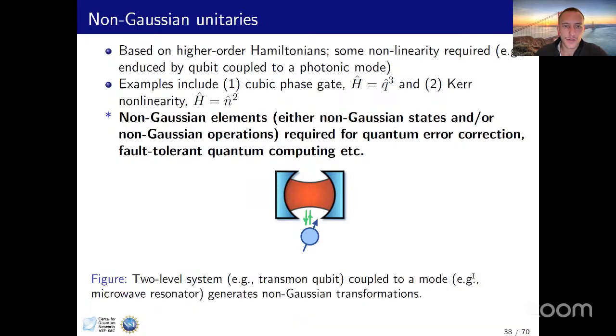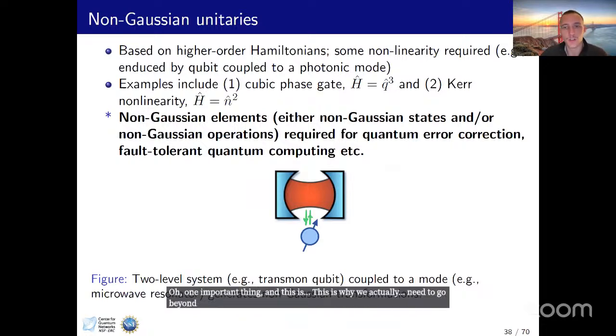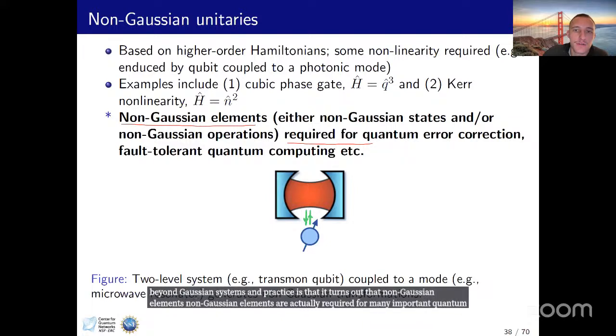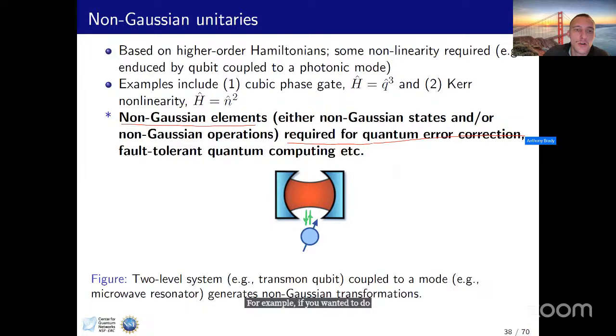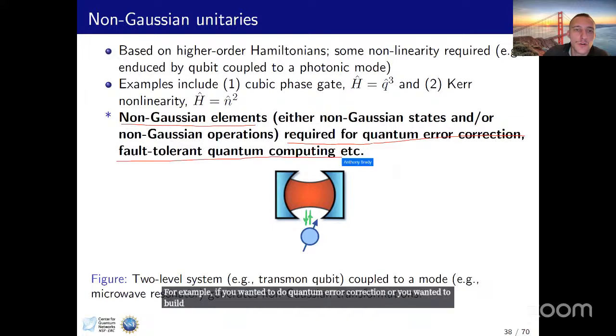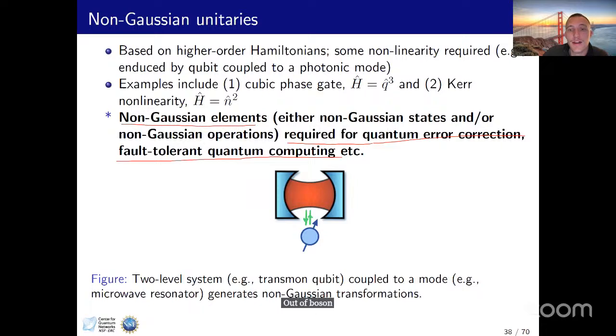So let me say, what else do I want to say? Oh, one important thing, and this is why we actually need to go beyond Gaussian systems in practice, is that non-Gaussian elements are actually required for many important quantum information processing tasks. For example, if you wanted to do quantum error correction, or build a fault-tolerant quantum computer out of bosonic modes that is resilient to Gaussian errors, then you need some sort of non-Gaussian elements.